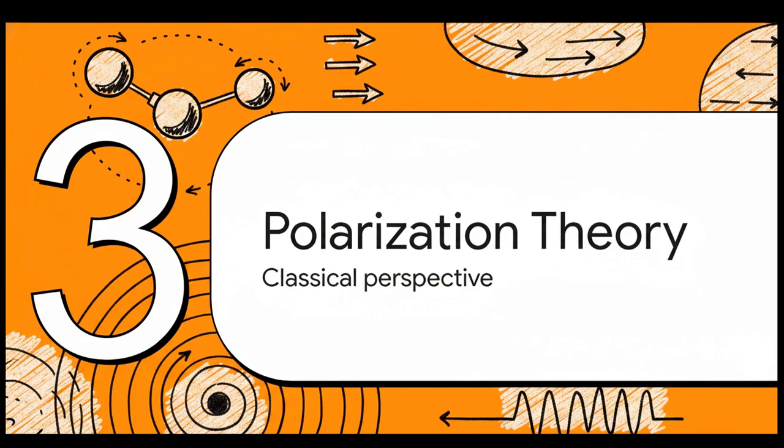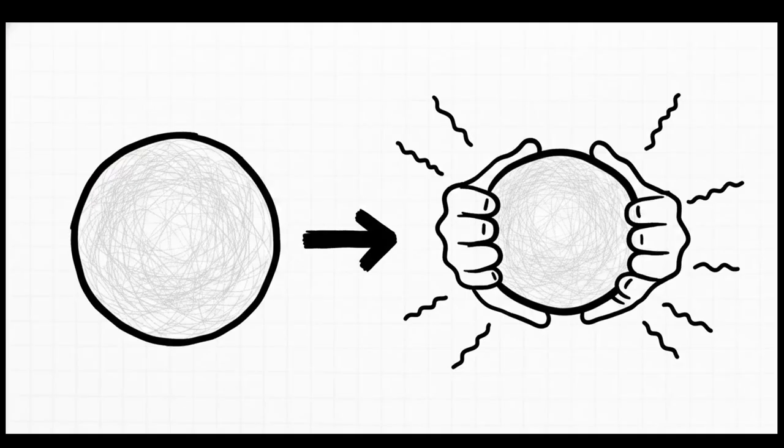Section 3. Classical theory of polarization. Okay, this simple formula right here is literally the foundation of everything we're talking about today. The induced dipole moment, or mu, equals polarizability, alpha, times the electrical field, E. Let's break that down into plain English.